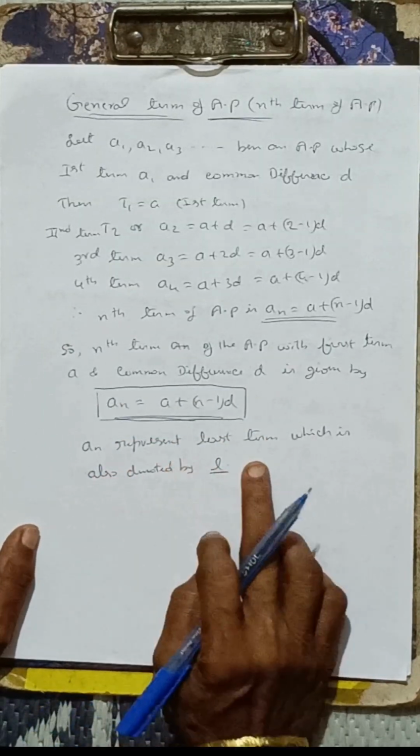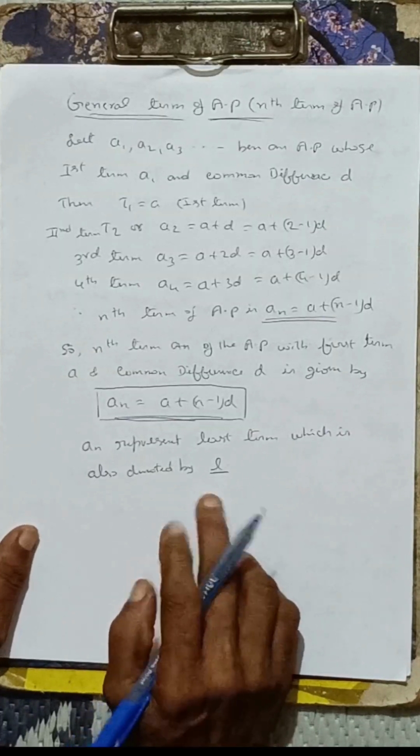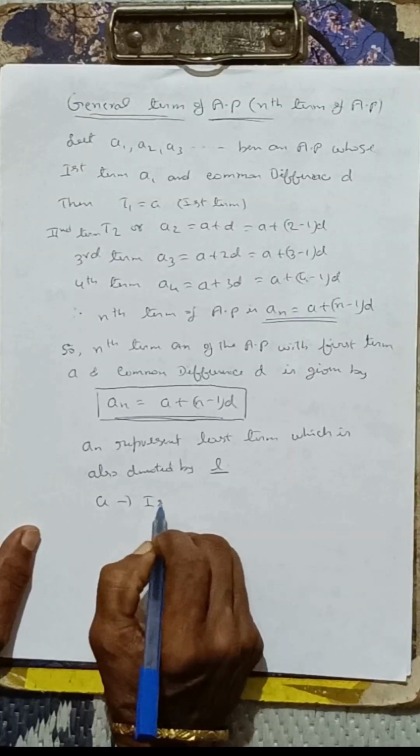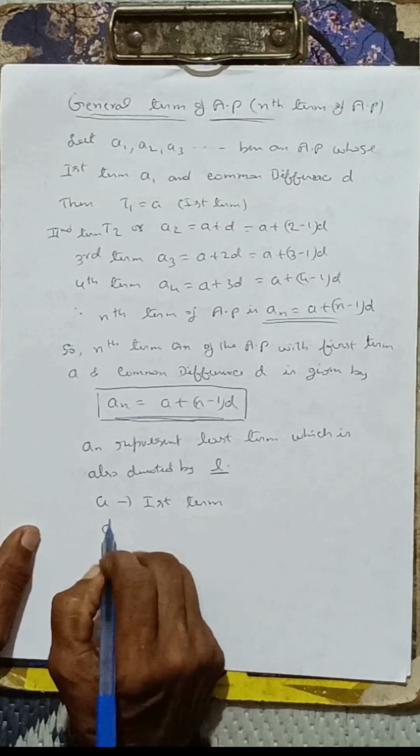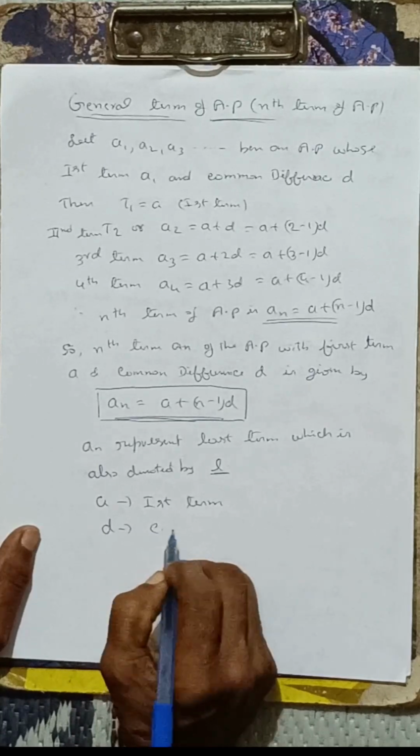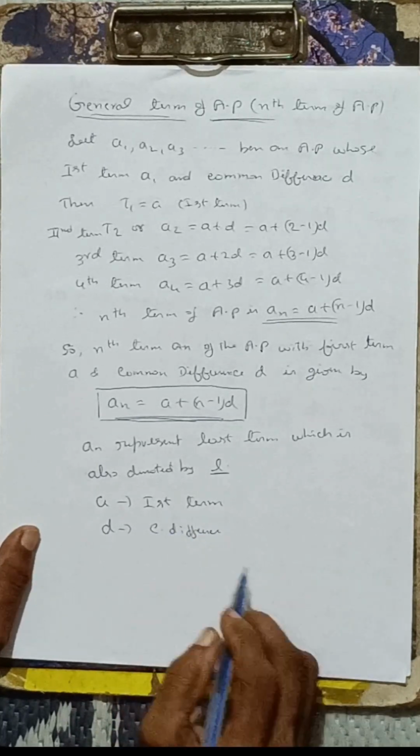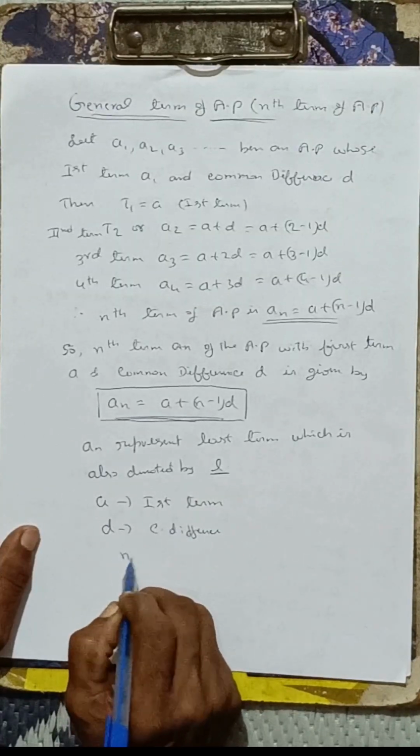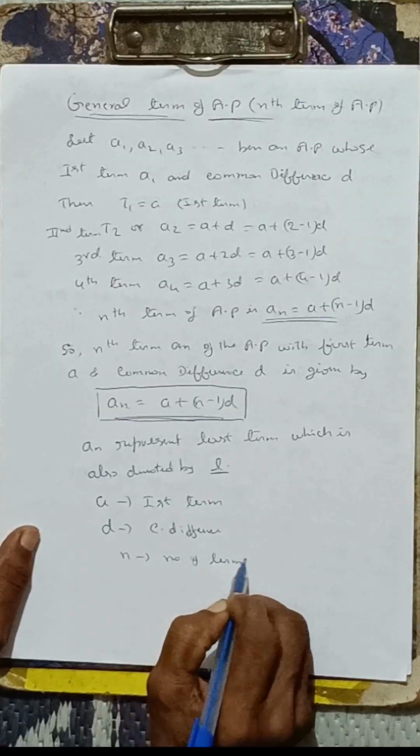an represents the last term, which is also denoted by l. a is the first term, and d is the common difference. n is the number of terms.